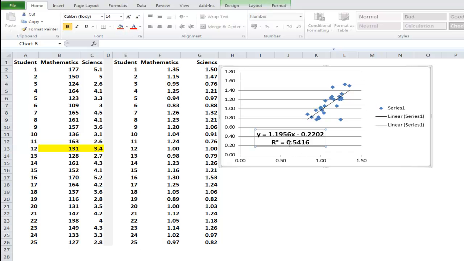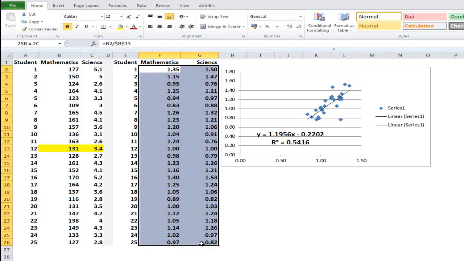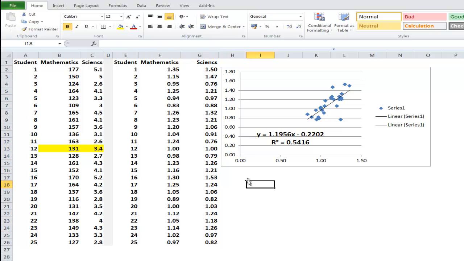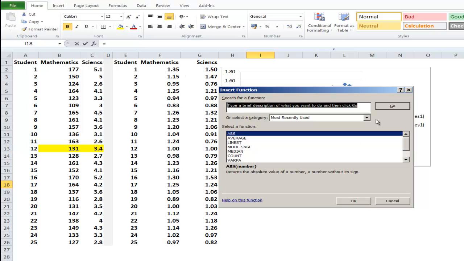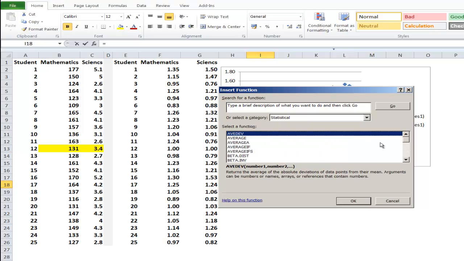And that's just a correlation coefficient. I can do that here to show you. Let's just do the correlation between those two. Sorry, let's do it this way. Okay, we'll go to here, insert a function, and we'll go to statistical, and then we'll come down to correlation, CORREL.